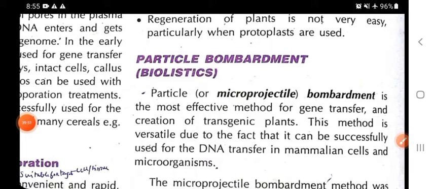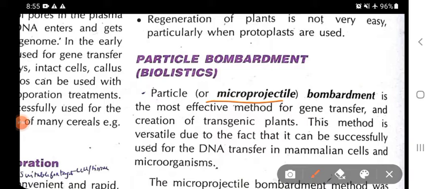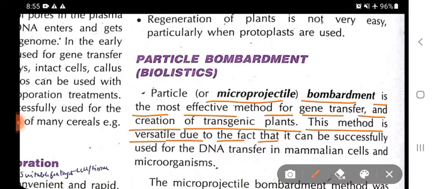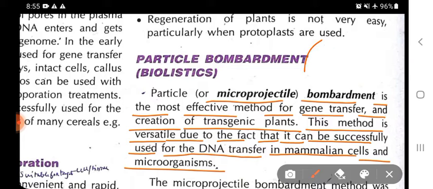Well, the biolistic method is also called the microprojectile bombardment method, and it is the most effective method for gene transfer and creation of transgenic plants as well as transgenic animals. This method can be applied to both plant cells and animal cells. It is versatile because it can be successfully used for DNA transfer in mammalian cells and microorganisms also.